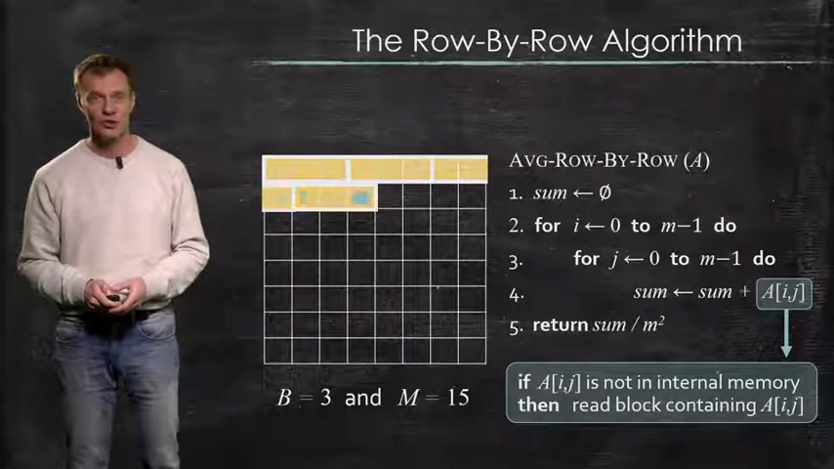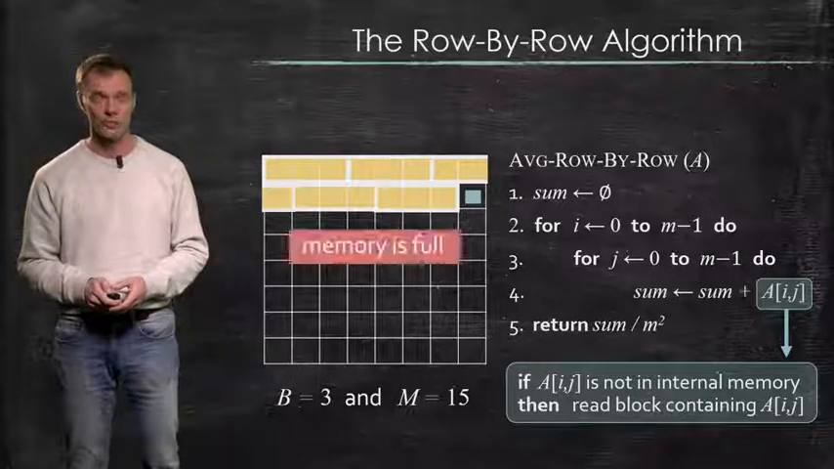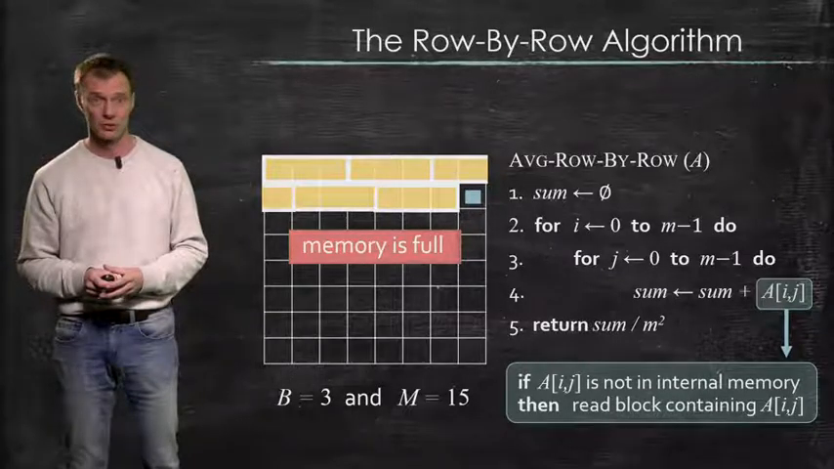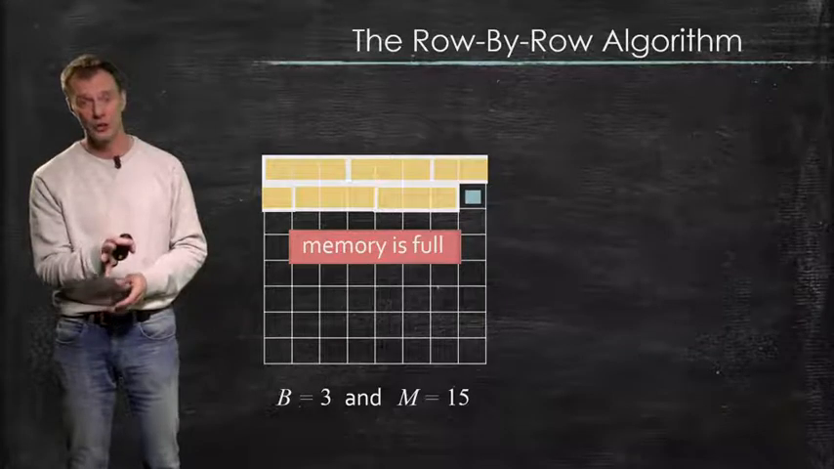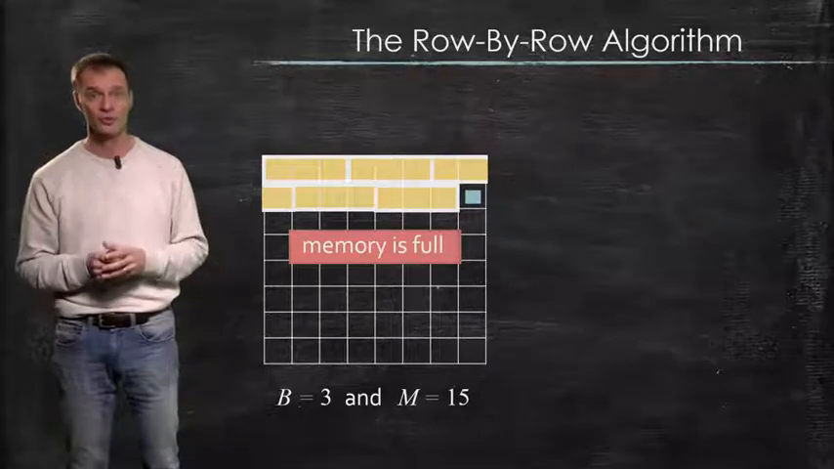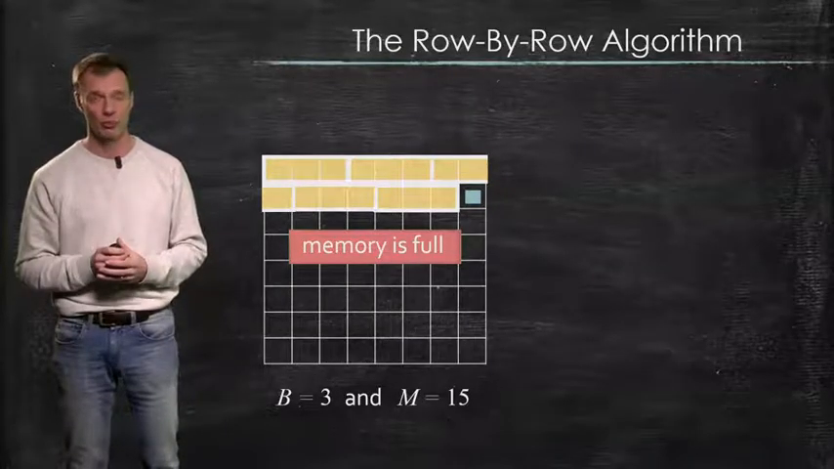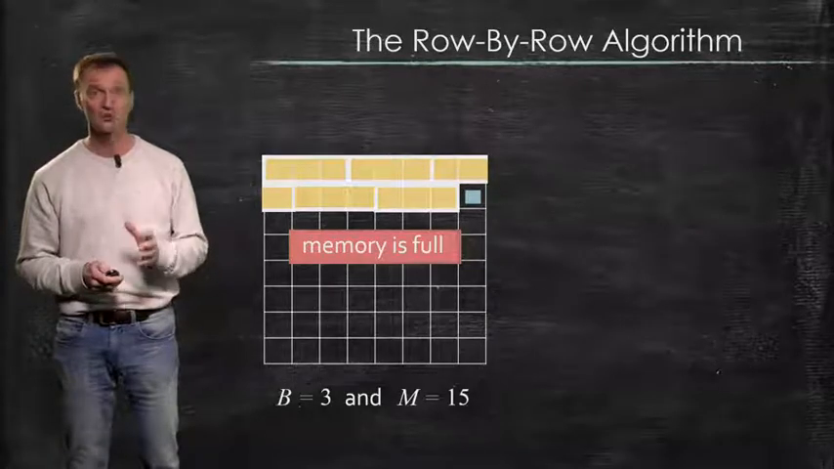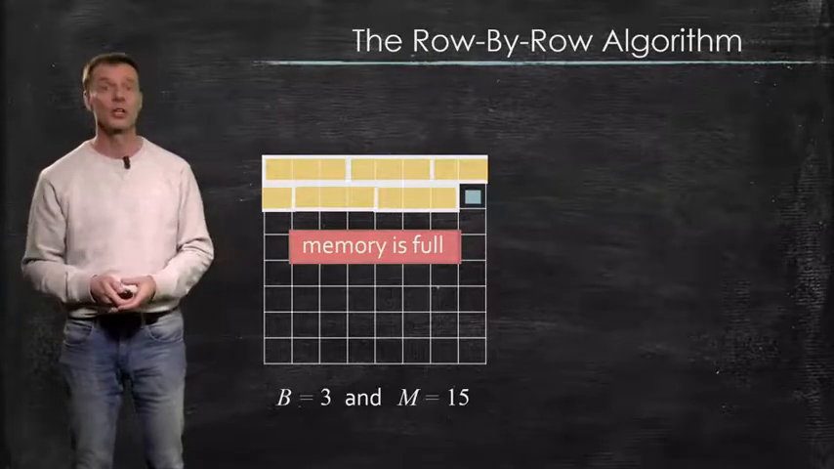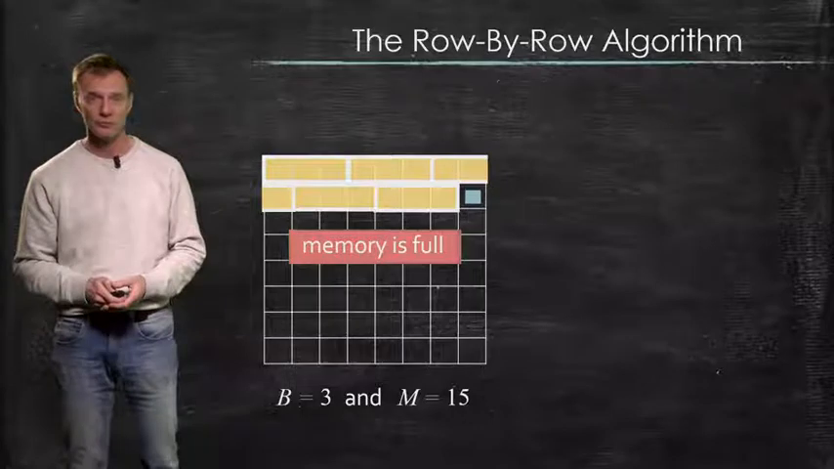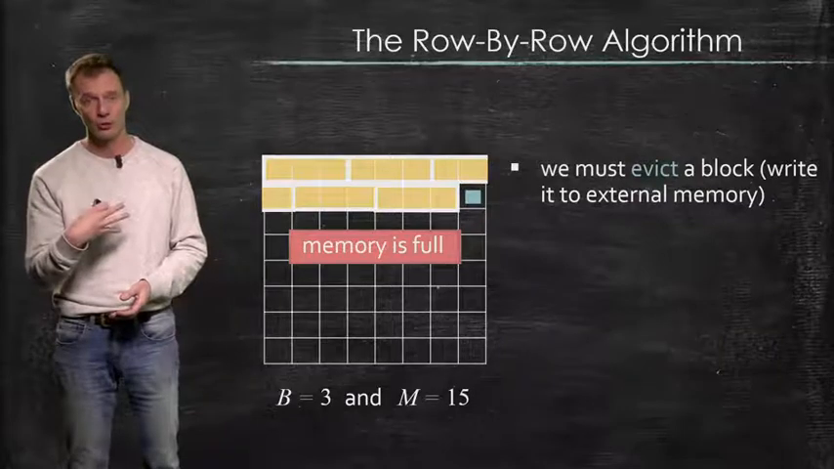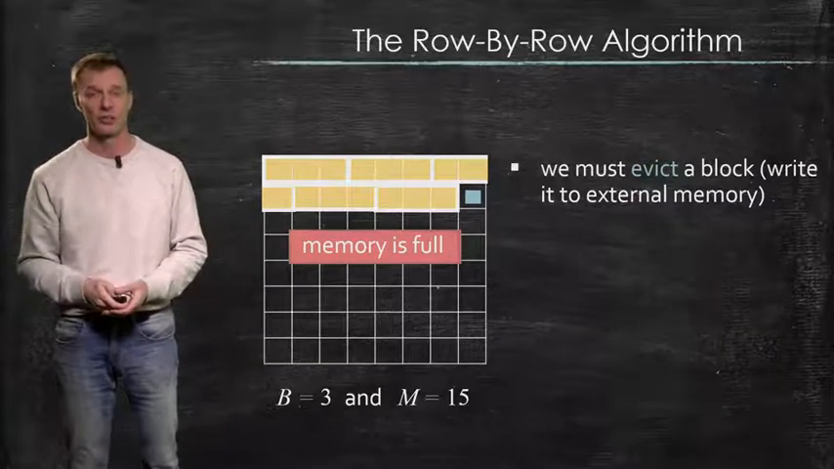This is the way it works, until at some point the following happens. We want to read a new block, but the internal memory is full. In this particular example, we had B equals 3, M equals 15. That means that the internal memory can hold 5 blocks, and we already have 5 blocks in internal memory. So at this point, we cannot read a new block before we throw out, or write back to disk, one of the old blocks. What we must do is what is often called evict a block from the internal memory and write it back to the disk.